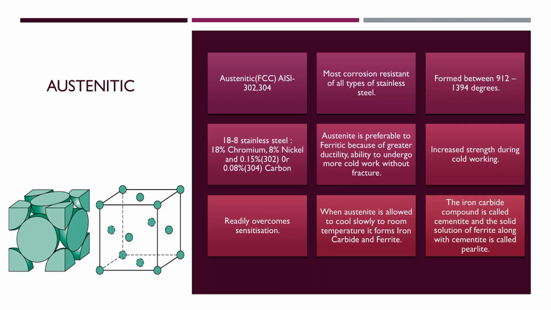It readily overcomes sensitization. When austenitic stainless steel is allowed to cool slowly to room temperature, it forms iron carbide and ferrite. The iron carbide compound is called cementite and the solid solution of ferrite along with cementite is called pearlite.